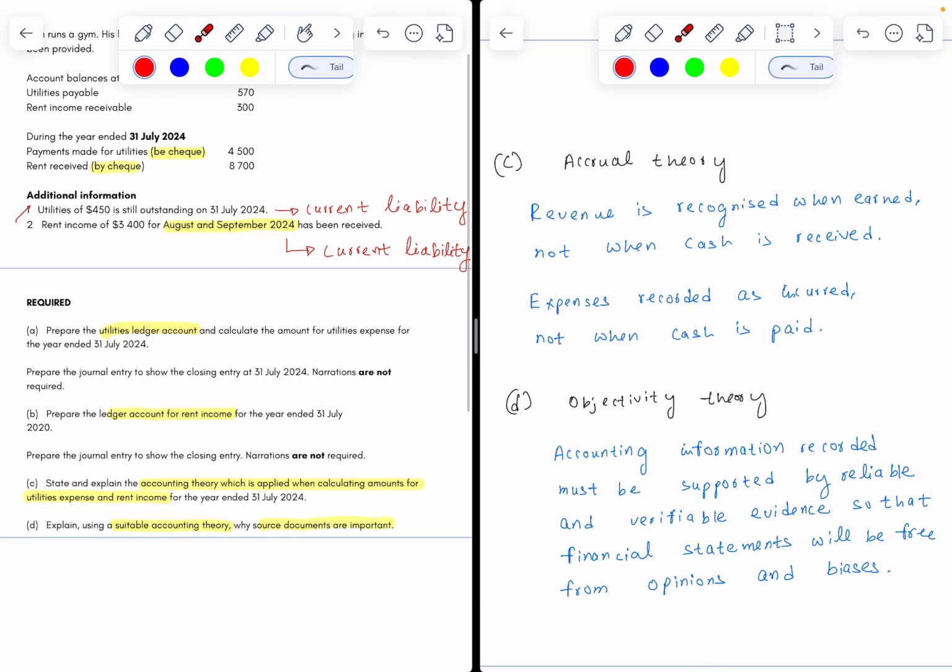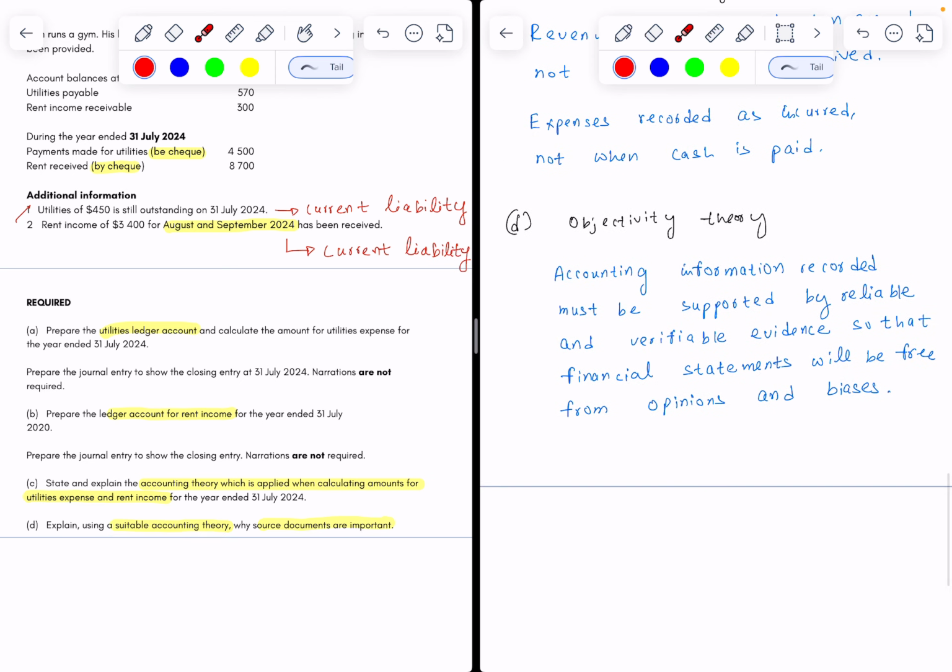Next, we have got explain using a suitable accounting theory why source documents are important, mainly the objectivity accounting theory. The objectivity accounting theory states that accounting information recorded must be supported by reliable and verifiable evidence. So these are the key words here: reliable and verifiable evidence, so that financial statements will be free from opinions and biases. So this is also done to prevent fraud, because you don't want to just include numbers out of nowhere, right? Because you want to make sure every single transaction has actually taken place.